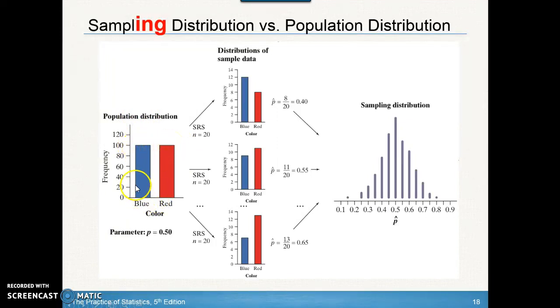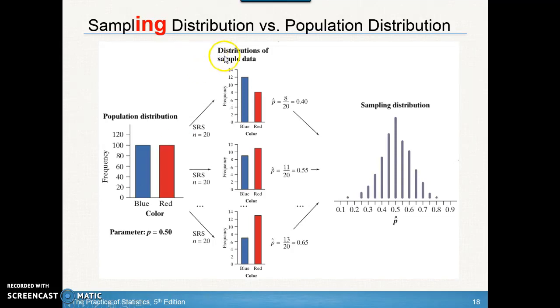So if we were to make a population distribution of those chips, based on the proportion, what's the proportion of blue versus the proportion of red? The frequency of blue would be 100, the frequency of red would be 100, which would make them each 0.5. So there's 100 of each, so the population proportion, which is the parameter, is 0.5. Okay, so that's looking at every single solitary chip.